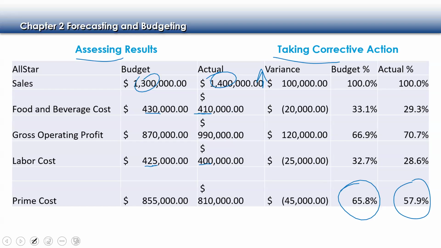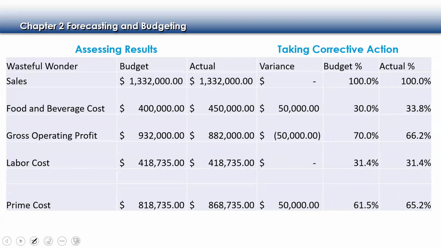And so we're going to assess the results. This is great. Okay, what did we do to get this? Let's keep doing this. Or in this example, our prime cost, we budgeted at 61.5%, but in reality, it was 65.2%. So that means we went over budget. We spent more money on our expenses than we thought we were going to. That means our profit is going to be decreased.